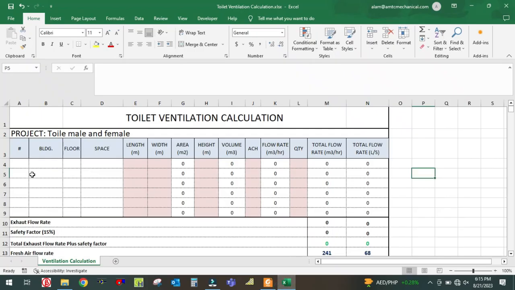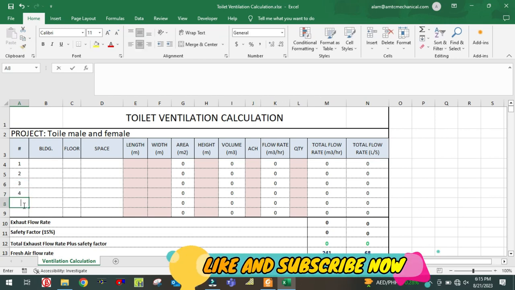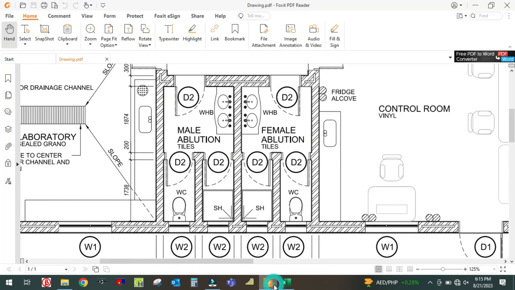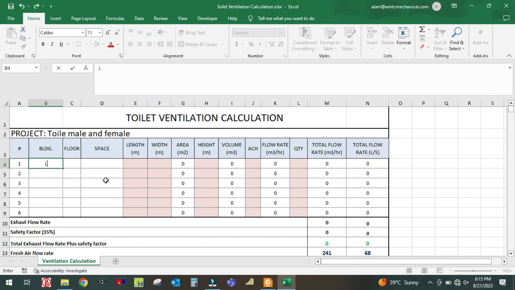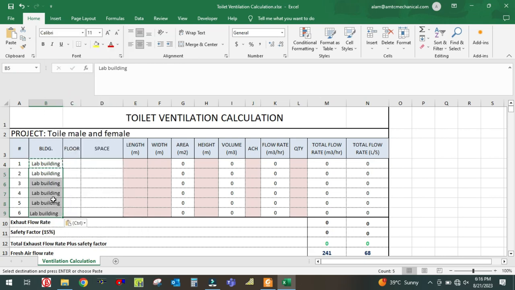First let me open this Excel sheet, and this is the serial number. Let me enter the serial number here. It's very easy to calculate. And this is the building. The building name is laboratory building, lab building. This will be overall up to here, all our lab building. And the floor is ground floor, GF. Simply enter GF here.